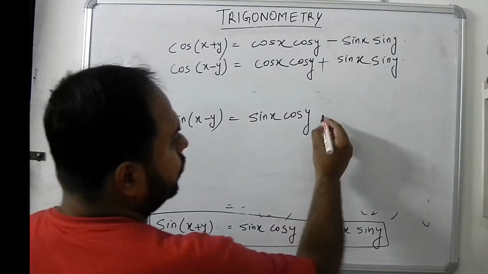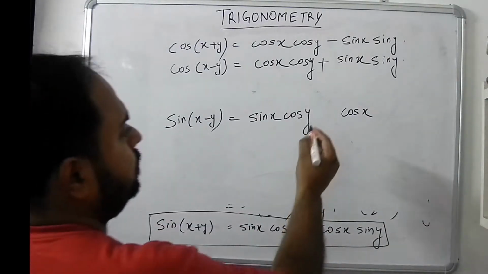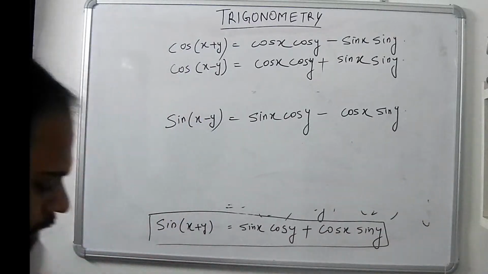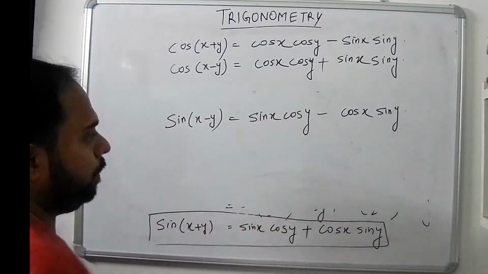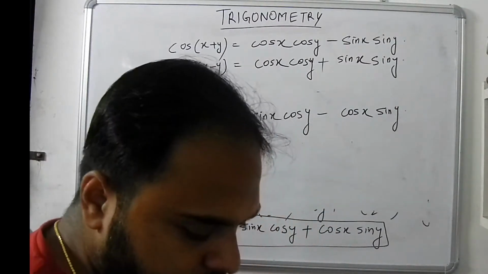Cos x remains cos x, no issues here. But now sin y becomes minus sin y. So this becomes minus and it becomes sin y, right? So the sign here toggles. Okay, so these are the two formulas for sin(a + b) and sin(a - b).